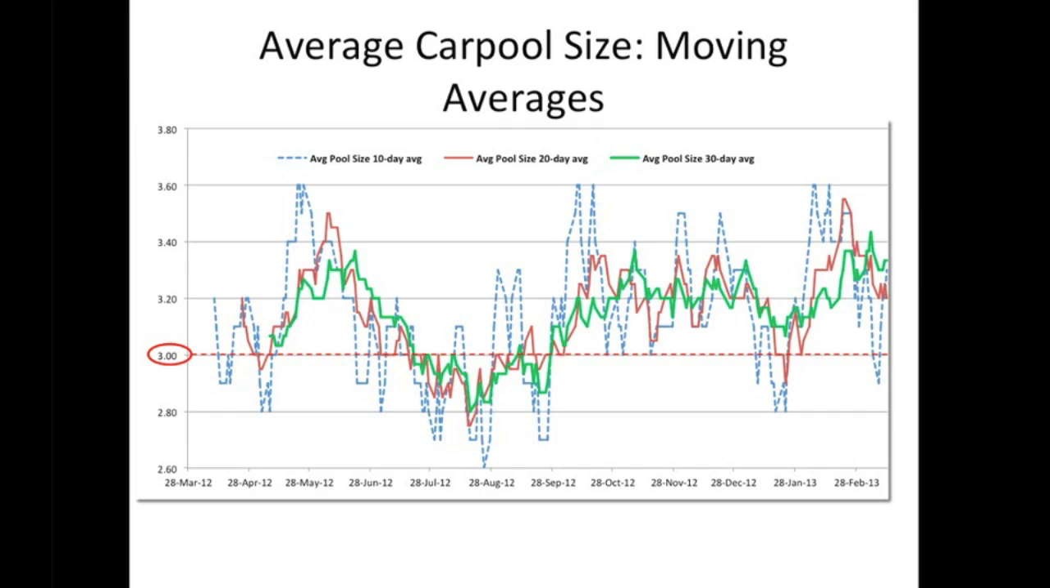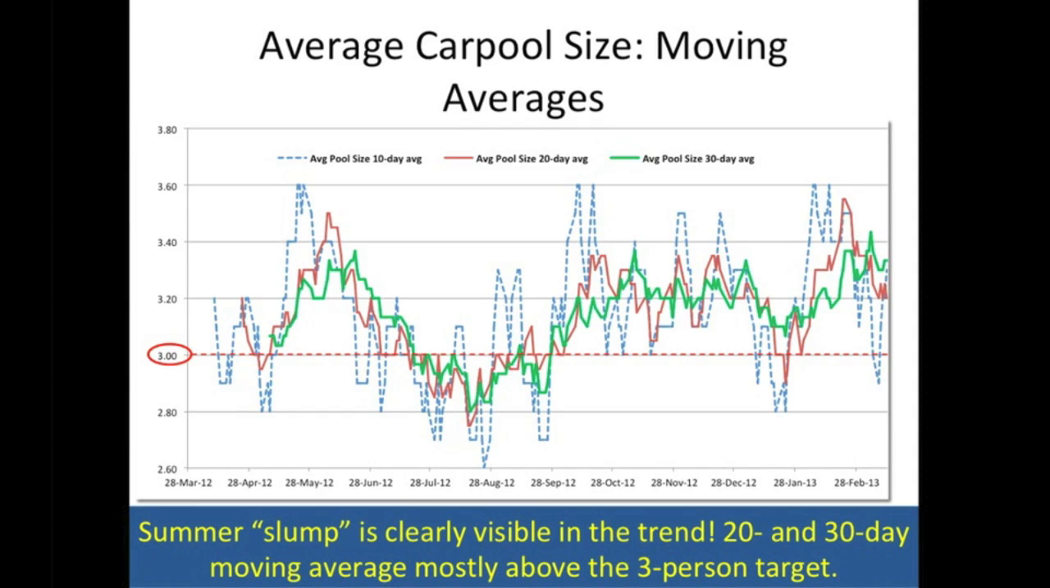Because even though the cumulative average stayed above 3, the moving average does drop below 3 periodically, and you can clearly see the summer slump, which is visible in the July, August, and September time frame, where even the 30-day moving average for carpool size has dropped below 3. So that's kind of an interesting way of looking at it.